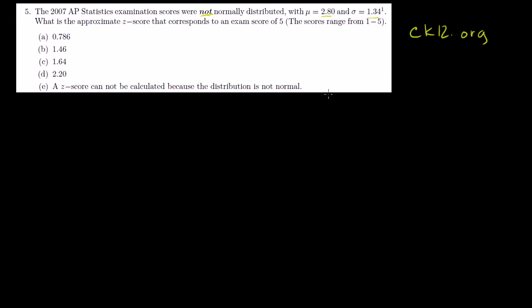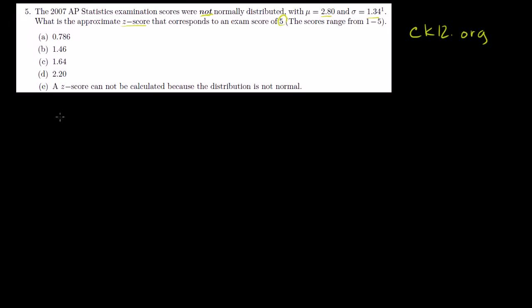They cite some College Board stuff here. I didn't copy and paste that. What is the approximate z-score? Remember, z-score is just how many standard deviations you are away from the mean. What is the approximate z-score that corresponds to an exam score of 5? This is a pretty straightforward problem.